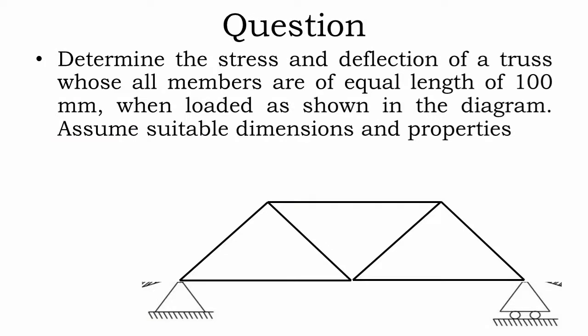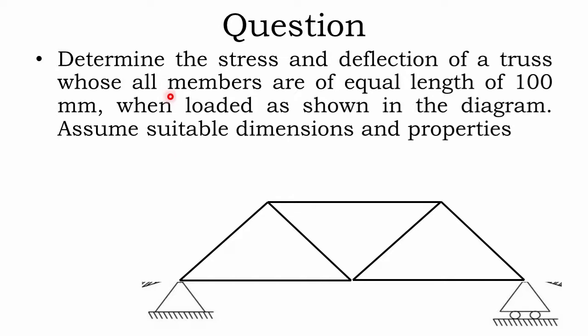So now experiment number 4. The question is, determine the stress and deflection of a truss whose members are all of equal length of 100 mm when loaded as shown in the diagram. Assume suitable properties and dimensions. Here you have a truss which is supported at both ends by a hinge support and a roller support, and this is the truss structure.